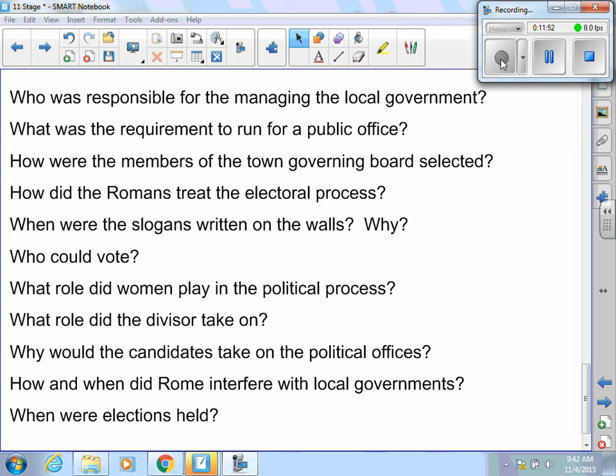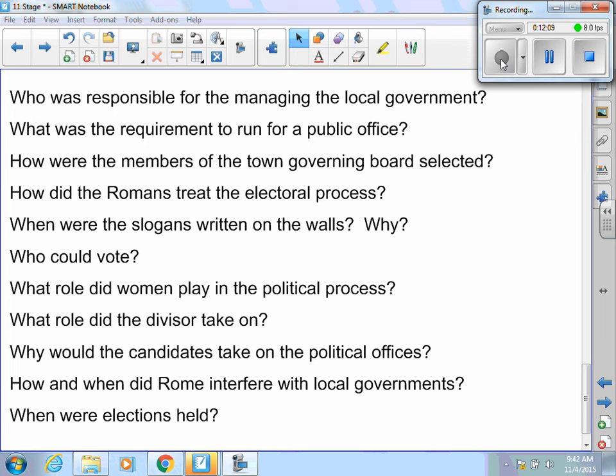Who could vote? Again, Roman citizens could vote if they were adult age. Women did not vote, but they did play a lively role in the political process. They would speak on behalf of the candidates. They would help run the campaign for the candidates, etc.